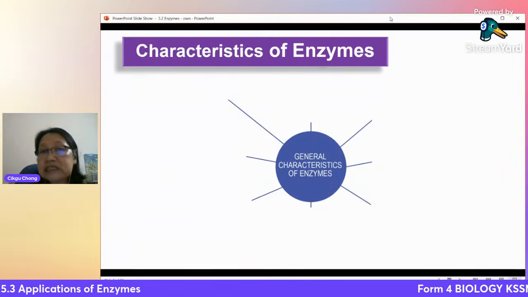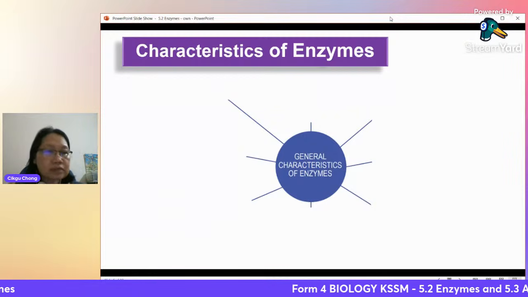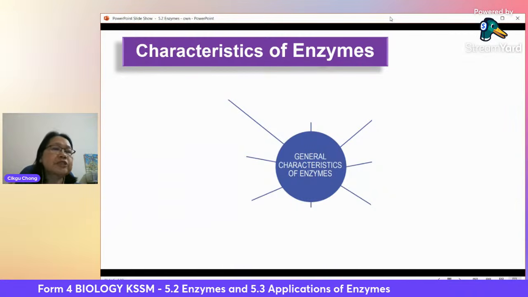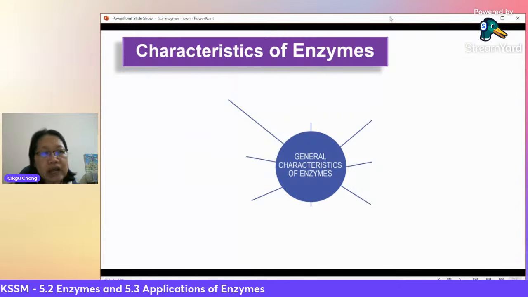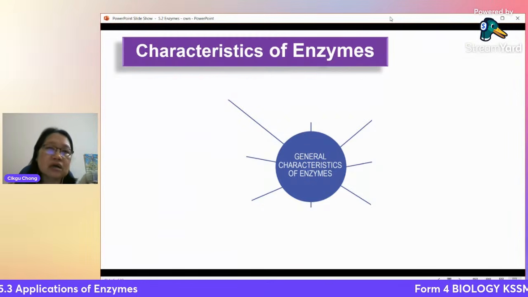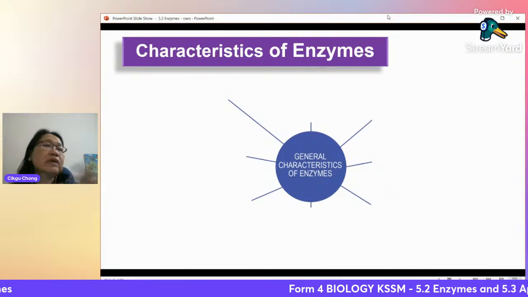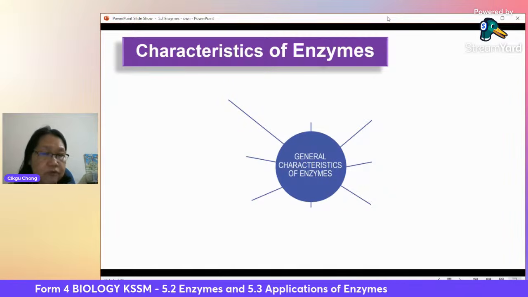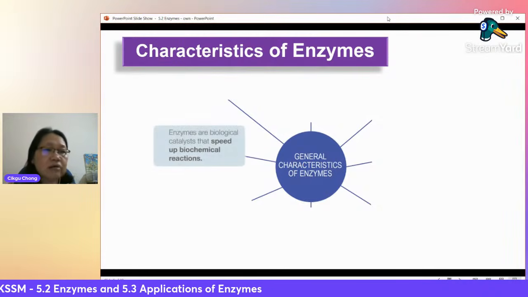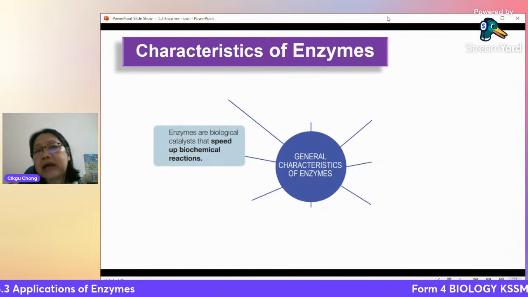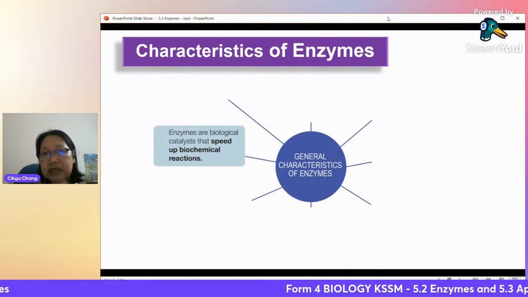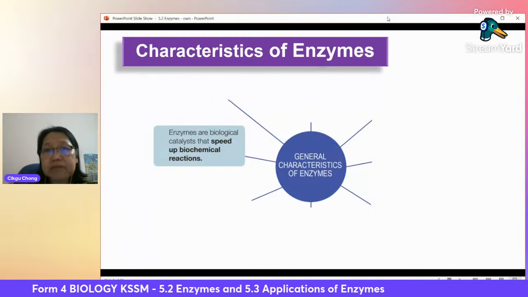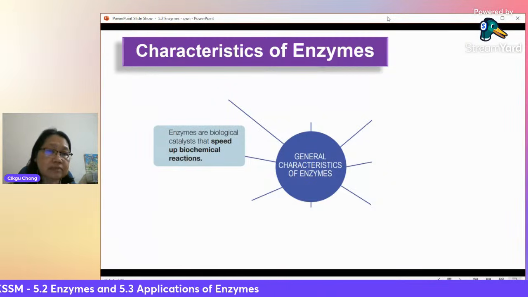Now we come to a very important part of the lesson. This is always a popular question in your SPM, where they ask what are the characteristics of enzyme. Whenever they ask, they base it on describe, or say what you know about the characteristics of enzyme. This is in your textbook. I have put them here, and I will explain one by one now. As you know, enzymes are biological catalysts. Catalyst means the function is to speed up biochemical reactions, the reactions that happen inside a living organism.